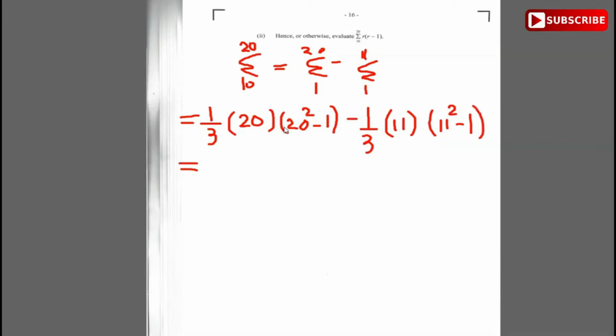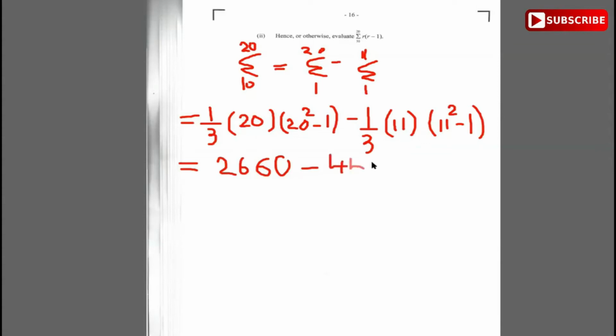Let's work this question out. So that's going to be 1 over 3 times 20 times 20 squared is 400 minus 1. This part works out to be 2,660. Minus, let's work out this part now. You have 1 over 3 times 11 squared, which is 121 minus 1. That part works out to be 440.